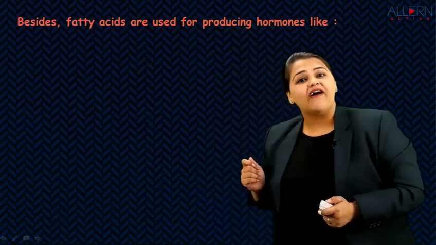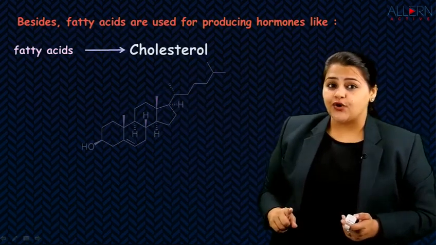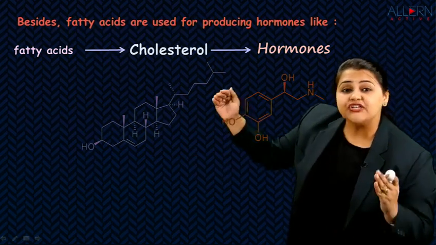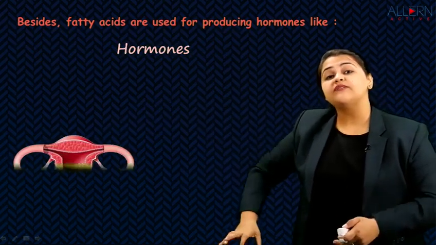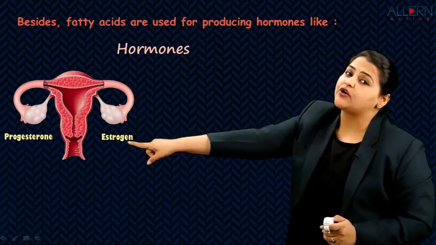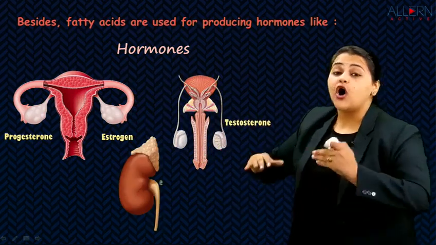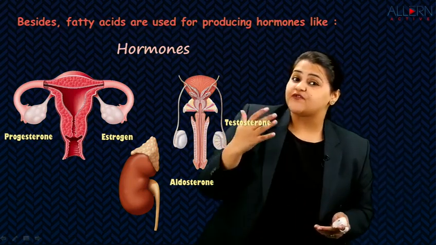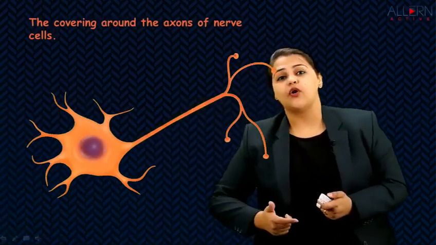Well, when we talk about fatty acids, all the lipids will get converted into cholesterol, and this cholesterol is a major precursor, the major subunit, for the formation of hormones. And when you talk about hormones, there are three major forms which are being produced. The female hormones, progesterone and estrogen, are made from the fatty acids. You have the male hormone, testosterone, and the hormone aldosterone, which are produced by these fatty acids, which get converted into cholesterol, and then this cholesterol forms these hormones.